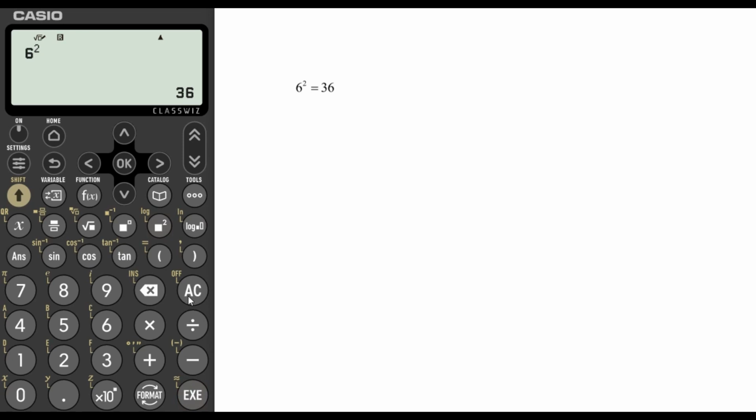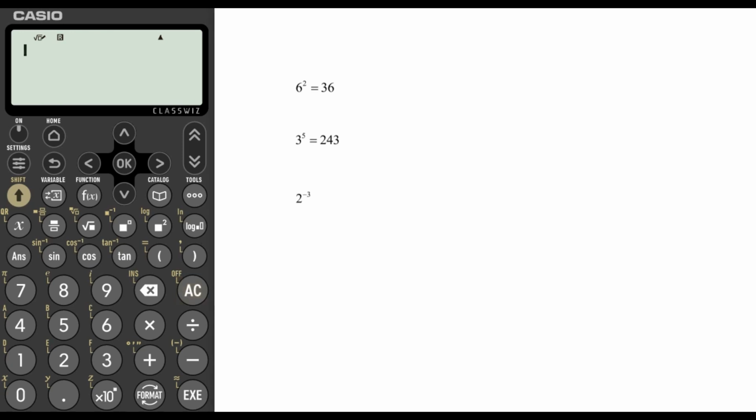Let's take a look at another example. Suppose we want to work out 3 to the power of 5. We can raise any number to the power of n using this button here. We have 3 to the power of 5, and if we press execute, you will find we get 243.